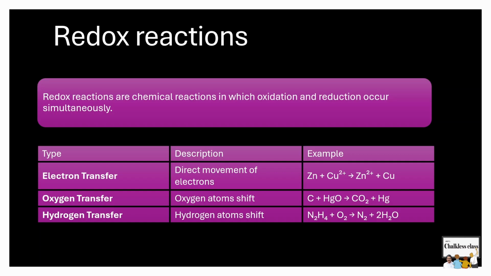The second type is oxygen transfer, where oxygen atoms shift from one molecule to another, as seen in C + HgO gives rise to CO2 + Hg. The third type is hydrogen transfer, which involves the shift of hydrogen atoms. For example, in the reaction N2H4 + O2 gives rise to N2 + 2H2O.